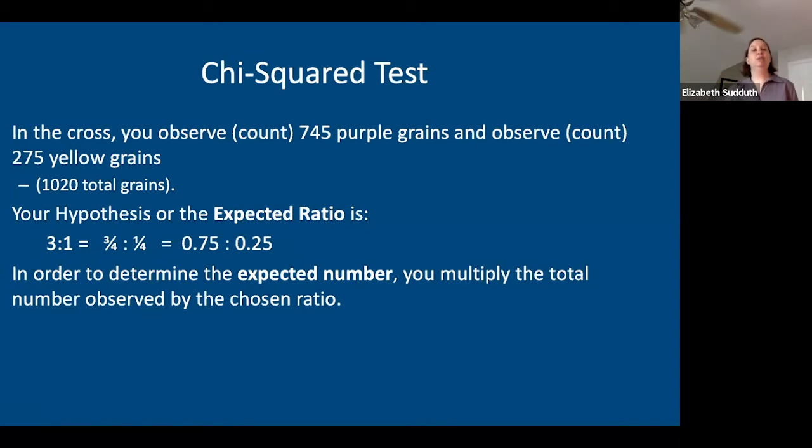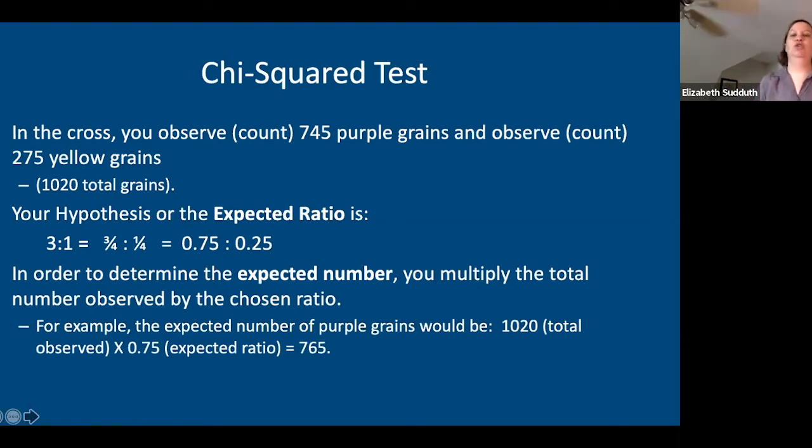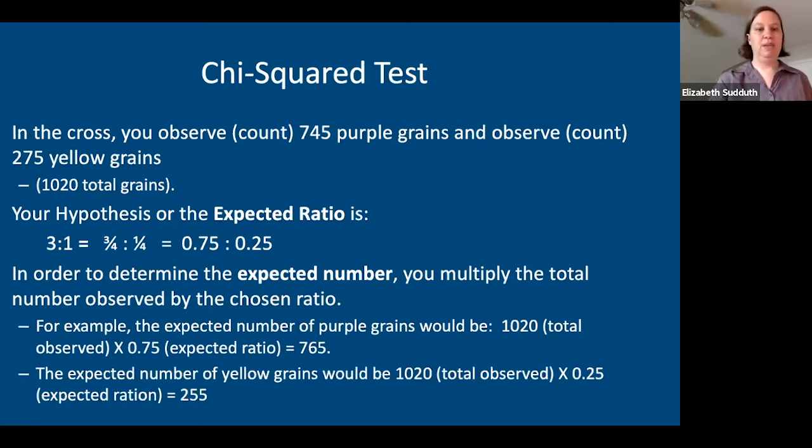If we want to determine the expected number if our corn was exactly 3-to-1, we're going to multiply our total number, 1,020 grains, by that ratio, our 3-to-1 ratio. So the expected number of purple grains would be 1,020, our total observed, times 0.75, our expected ratio, or 765 purple grains. The expected yellow grains would be 1,020, our total, times 0.25, our expected ratio, and that's going to be 255 yellow grains.